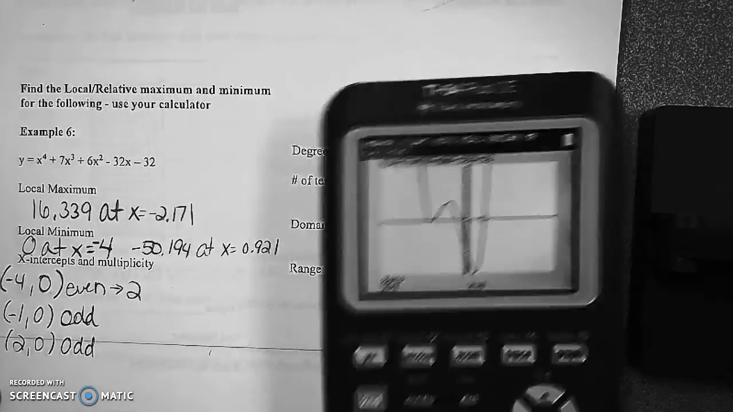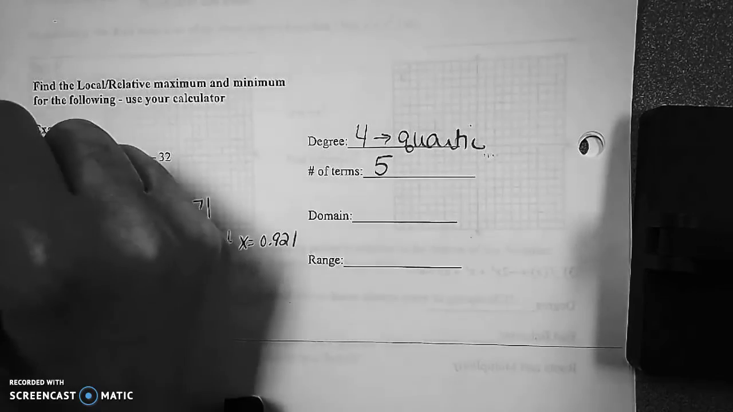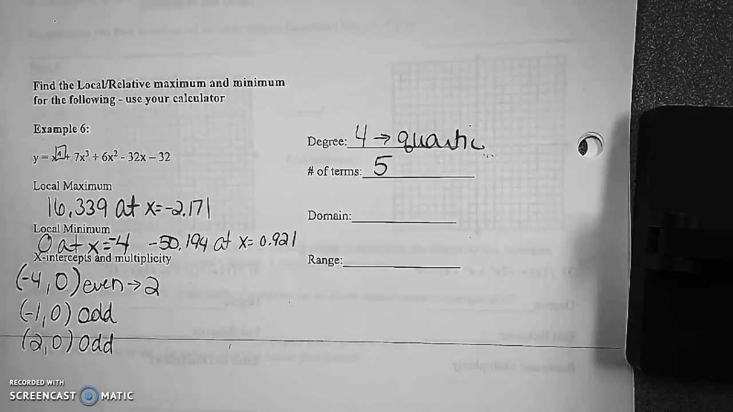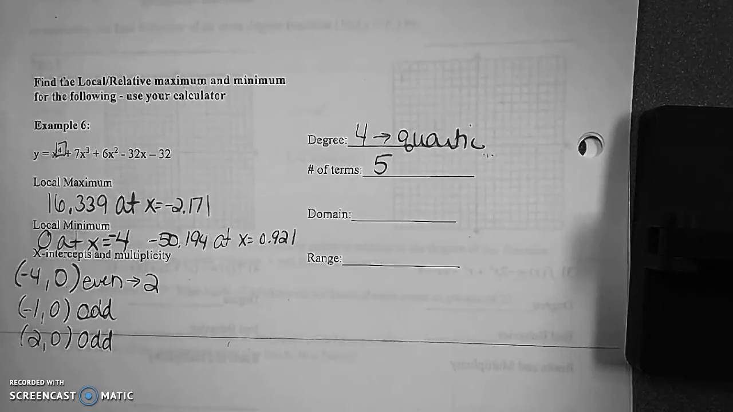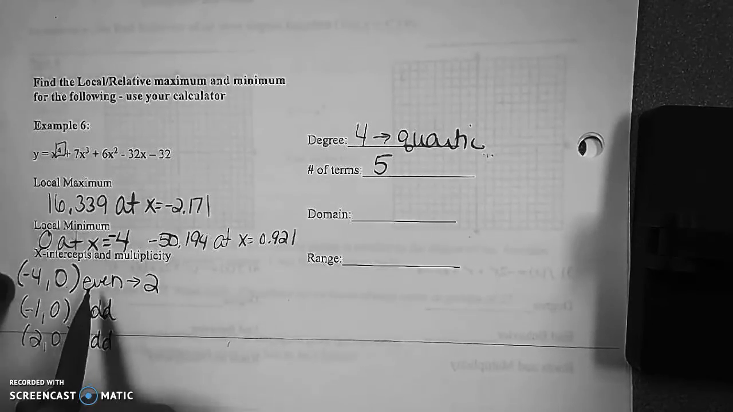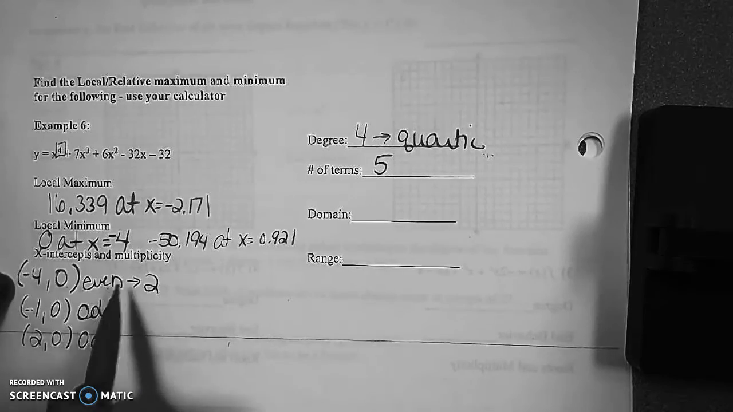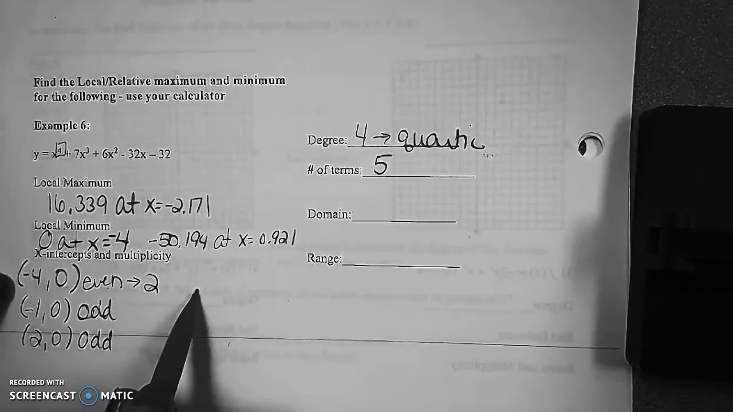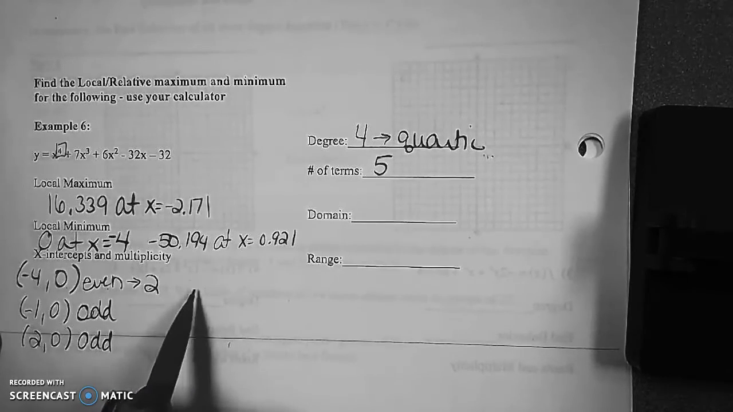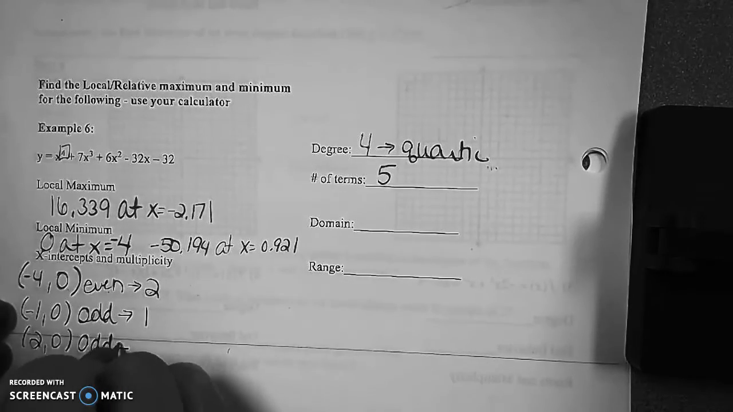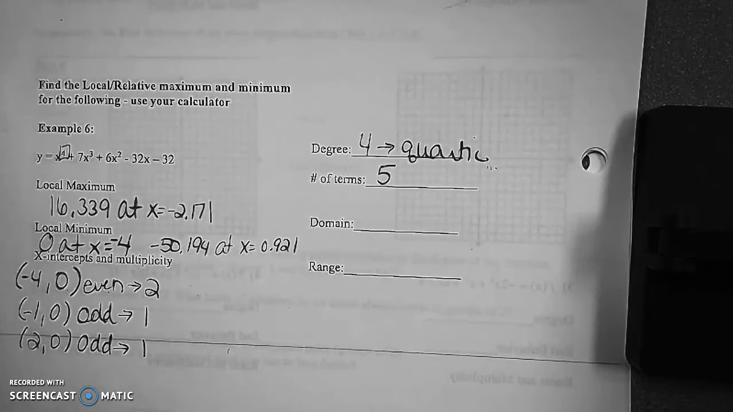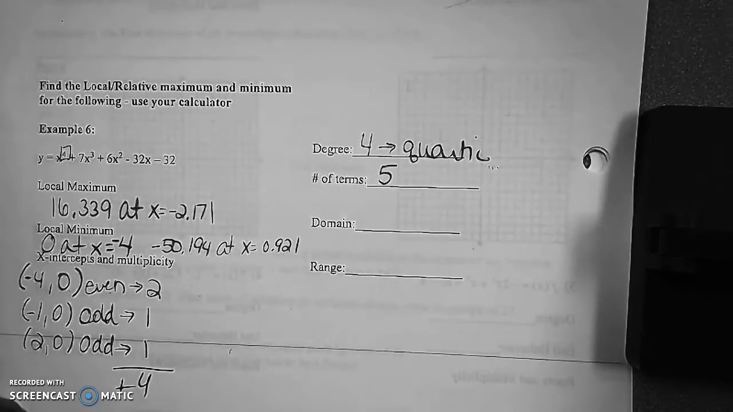Now let's talk about how I know the specific multiplicity here. My total degree is 4. So that means when I add the multiplicities together, it's going to have to equal 4. Well, for this one to be even, it's either 2 or 4. Well, 4 is too much because that would be the only x-intercept I would have. So I know this is 2. And then we would have to have 1 and 1 here. That adds to 4. Notice all those add to 4.